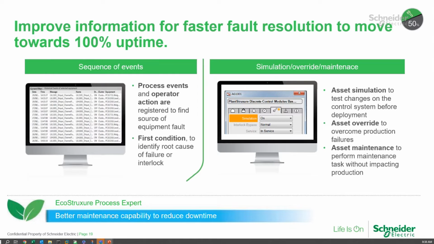A sequence of events is automatically invoked. So for any asset out there, you're going to find a sequence of events recording that tells you what happened when with that asset. That really helps you to identify root causes when you can go back through that history. We can simulate any asset. For example, if you have a sensor that's not installed yet, you can simulate its operation in logic. We can override any asset to tell the system what its state would be if it were working, should it happen to fail, and put things into maintenance mode without affecting production.